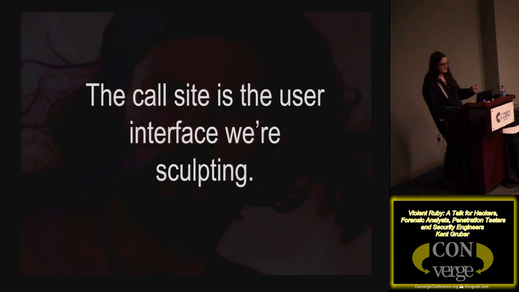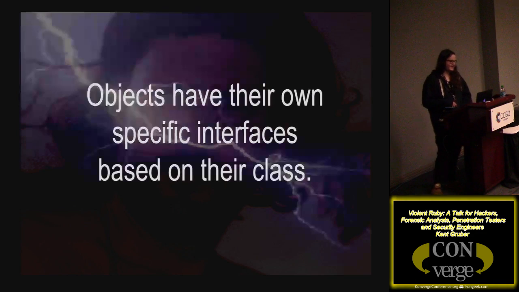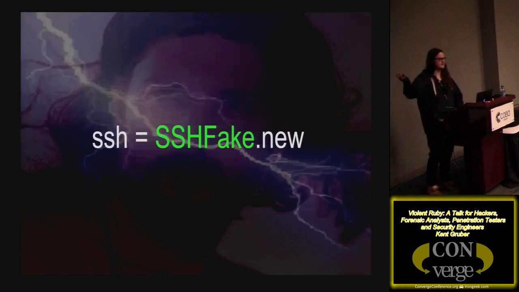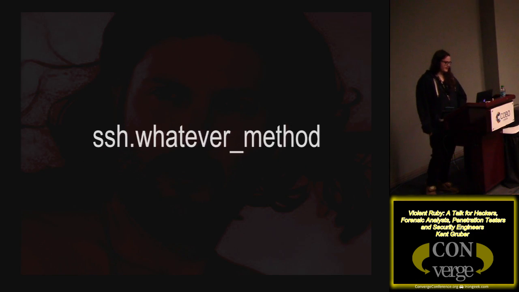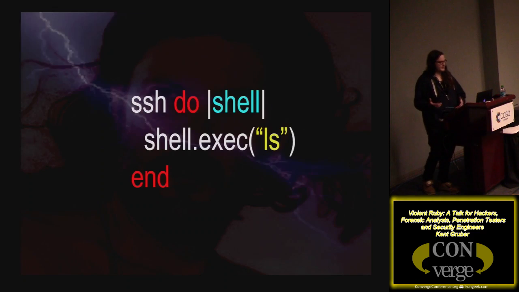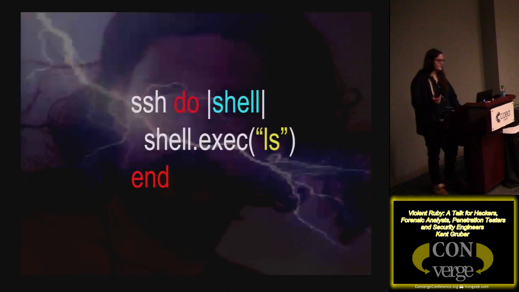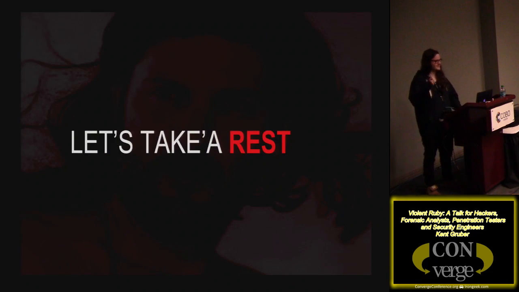Inside of Ruby, what I find the most fascinating bit is you have this call site, and this is a little computer science-y. Objects have their own little interface based on their class. Let's say you have this SSH object, the SSH fake new, so it's of this SSH fake class. That underscore red thing, that's where I put a dot to do, let's say, brute force or whatever, whatever method is the user interface that we're building. So we could do ssh.do, and then in that shell instance, exec an ls command, for example. You can build up these very simple interfaces that convey what they do in a really elegant way, I think.